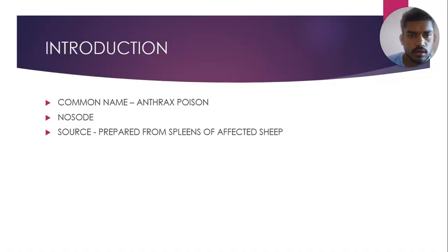The source of the Anthracinum remedy is prepared from the spleens of affected sheep. Please remember the source, because you can also remember a symptom of anthrax by this exact source. You have epidemic splenic diseases of cattle, horses and sheep, which we will come across in the upcoming slides.